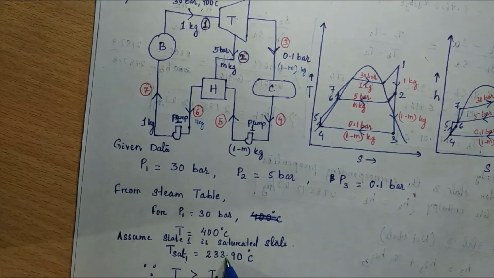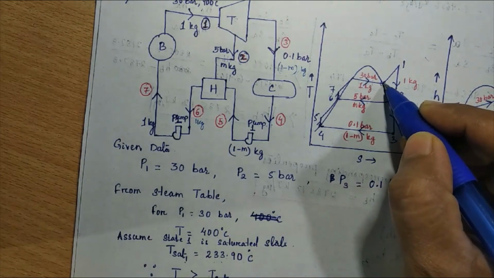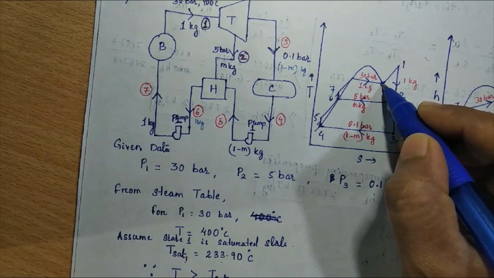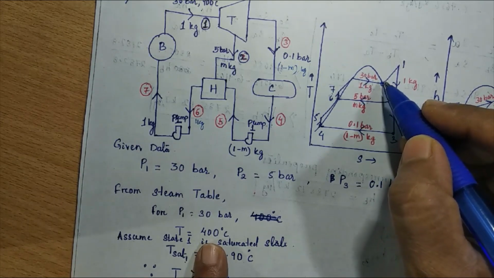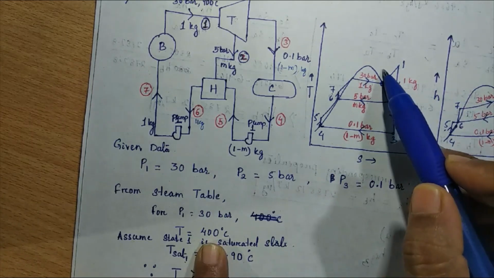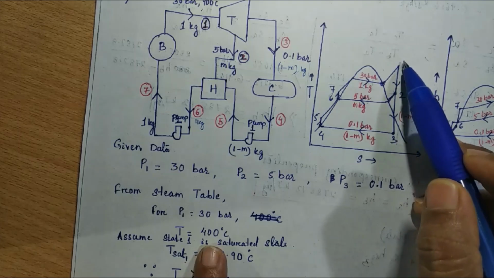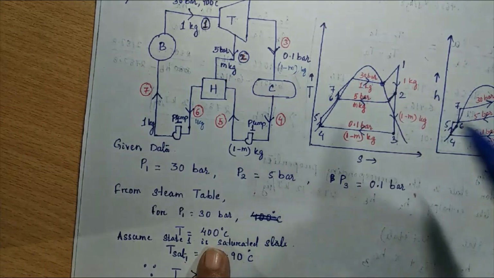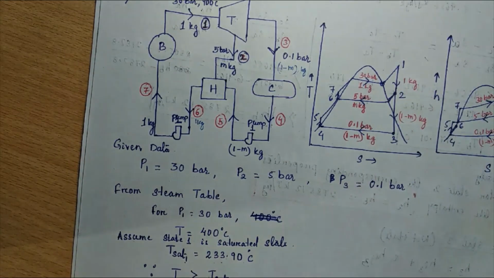If I consider state 1 to be saturated, the temperature is 233.90, but the given temperature is 400 degrees Celsius, which lies above this. So this state is a superheated state. For this state I have to find the value of enthalpy, that is H1, so we have to see the superheated table.